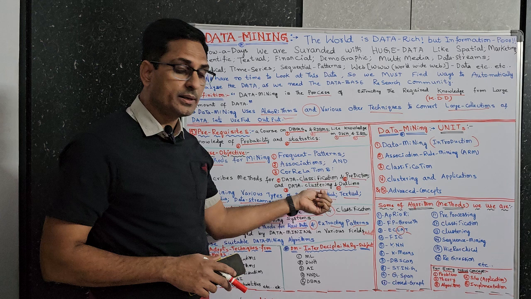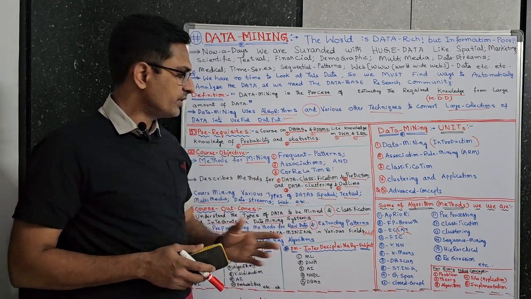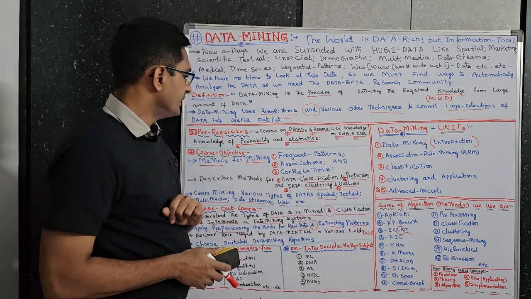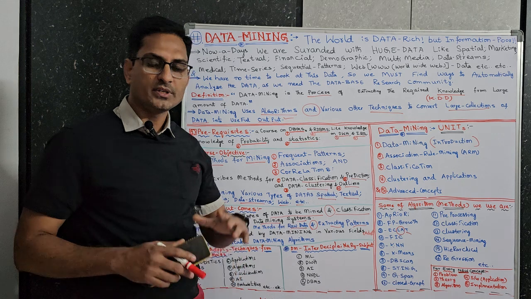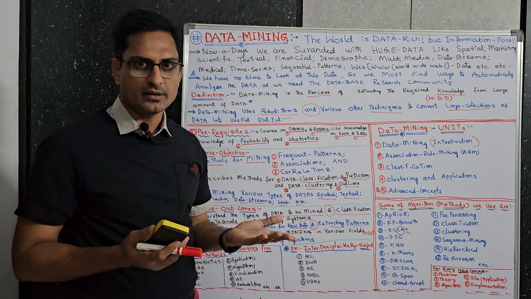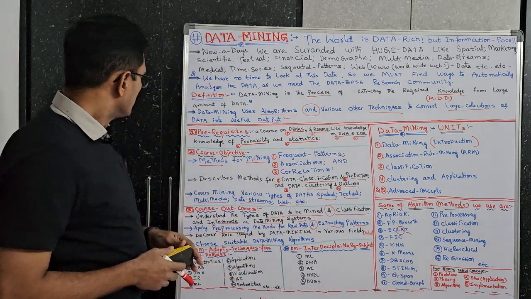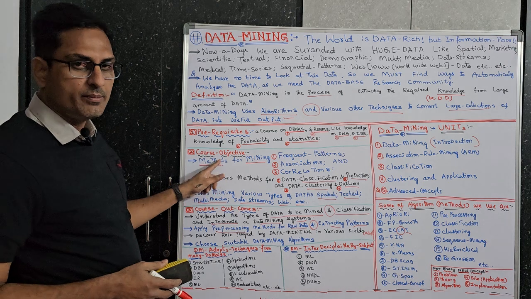Data clustering. Clustering means grouping the similar items. For that we have algorithms also, I will tell you later. And outliers. Outlier means noisy data, not required data, irrelevant data. So these things we are going to learn, the aim of the subject.